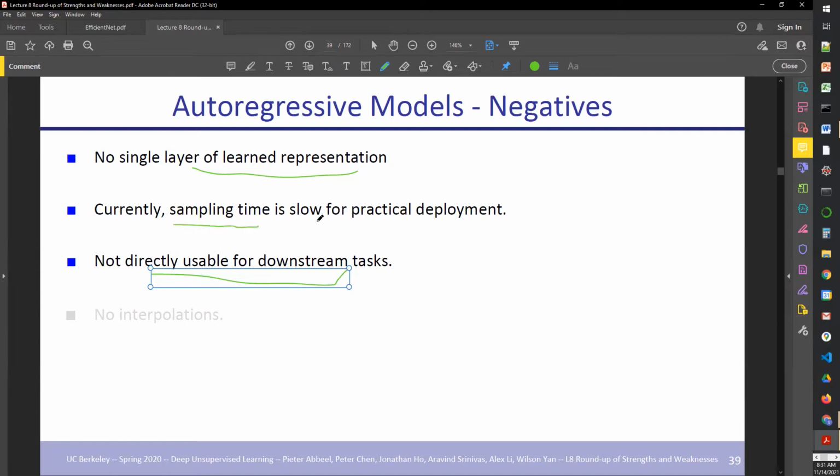Also, as I've been harping for a while now, the sampling time is slow for any practical deployment. And because there is no learned representation, there's also no interpolation. So you can't say, give me something between a couple of classes in the data. It just learns the distribution of the underlying data. That's kind of what it does. So those are some of the restrictions or limitations of autoregressive models.